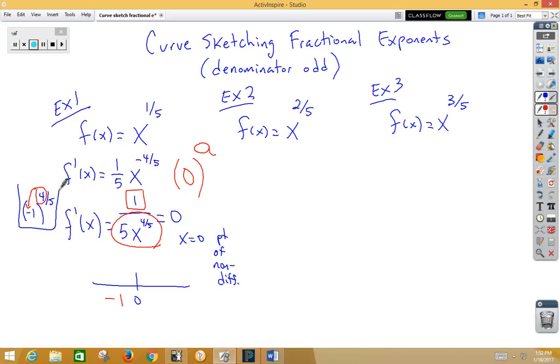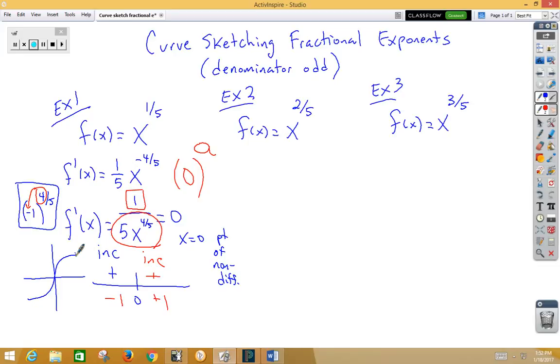So that's going to make this just positive 1. So we have a 1/5 times a 1, so that's going to be a positive. So this graph is going to increase to the left of 0. If we pick something to the right, like positive 1, same thing. We're going to get a positive, and the graph is going to always increase. So if we have a graph that's always increasing, but has a point of non-differentiability at the origin, then we're going to get an S shape.